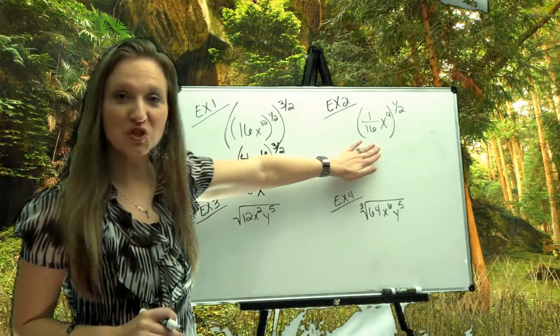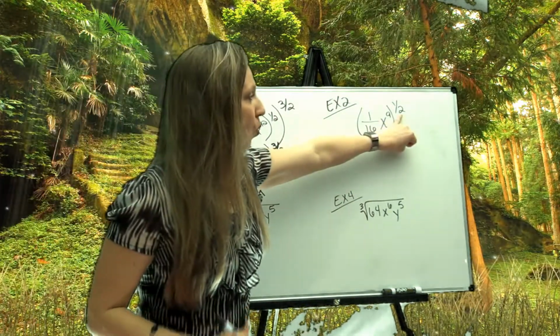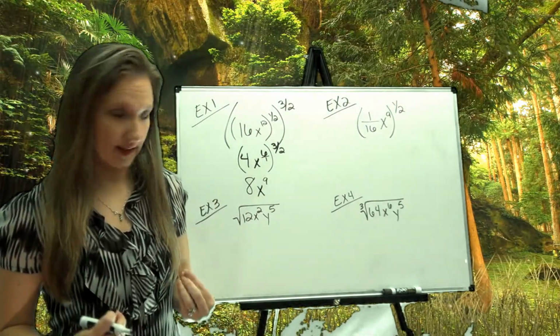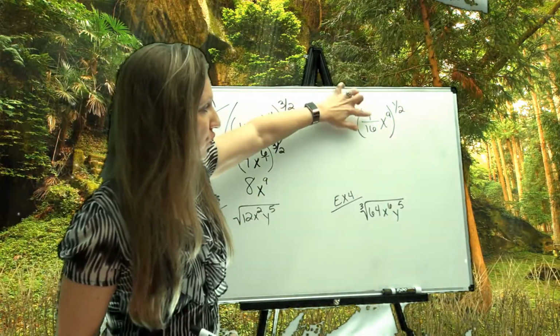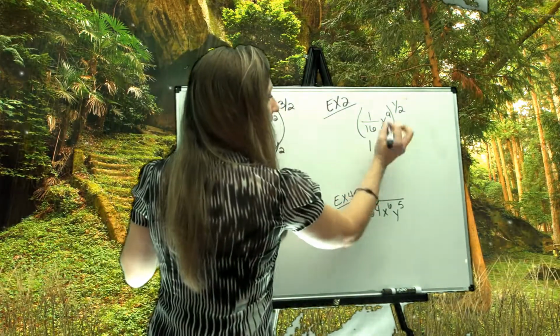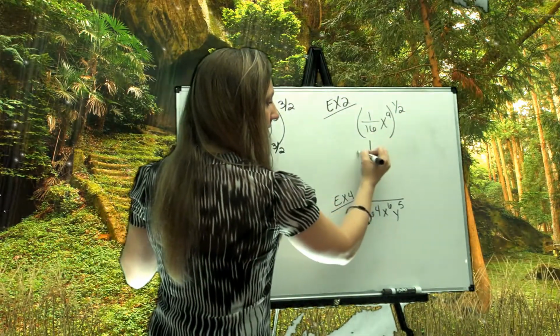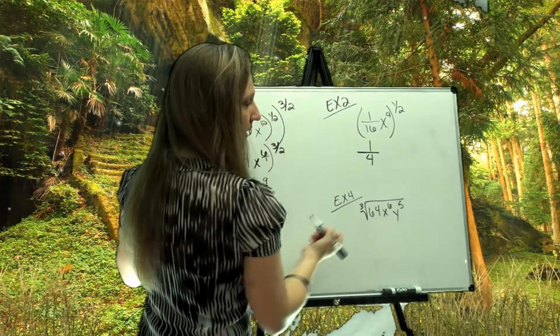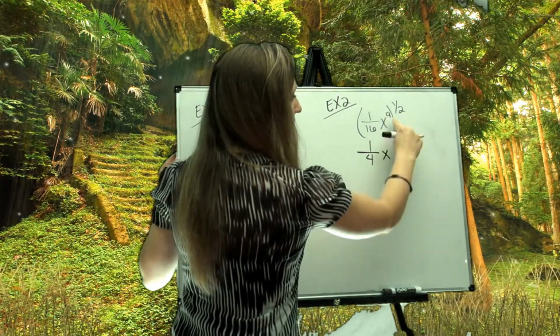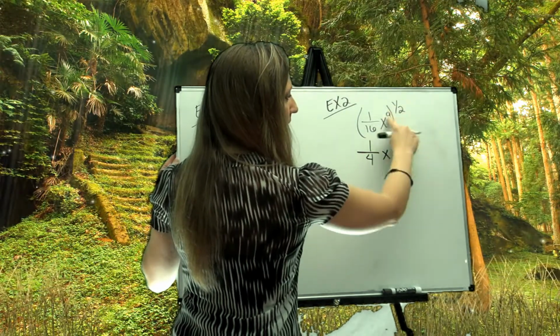All right, in example 2, we are raising it to the 1/2 power, which is the same as saying take the square root of what's inside of the parentheses. So the square root of 1 is 1. The square root of 16 is 4. Now I have a power raised to a power.